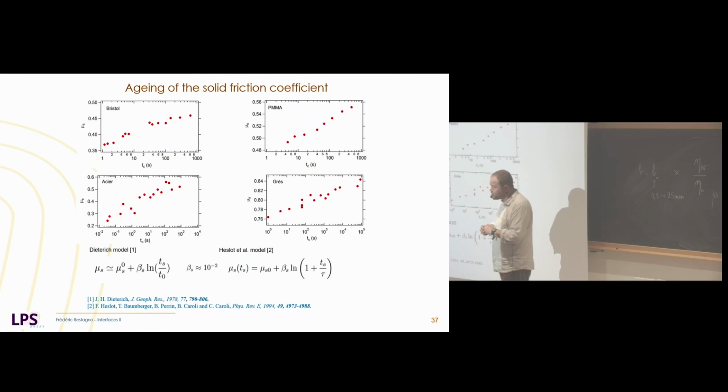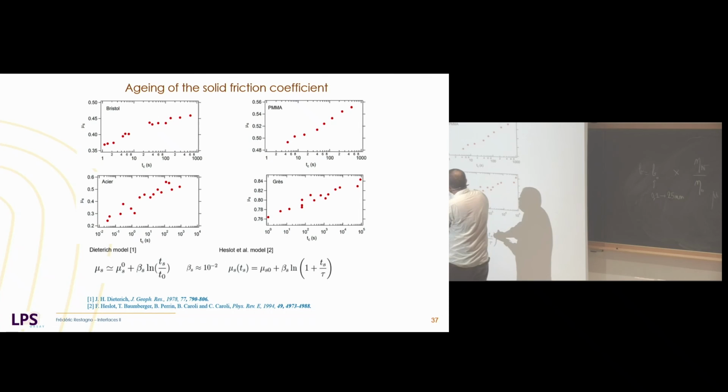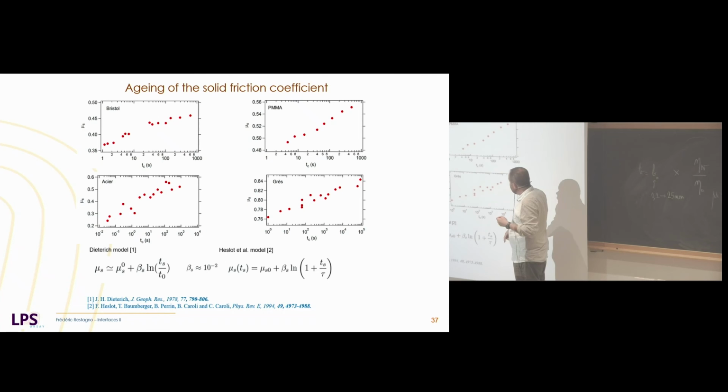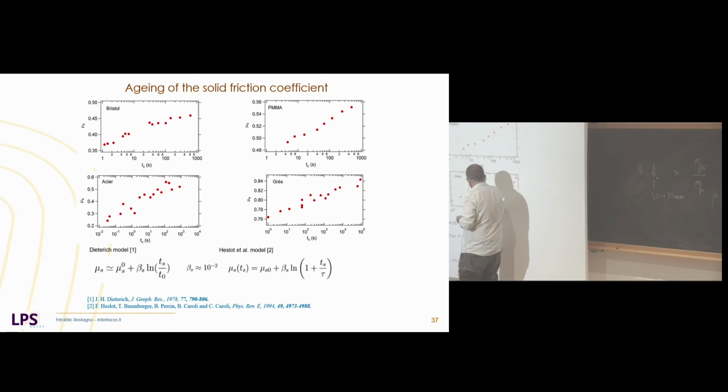First, the static friction coefficient with respect to the contact time of the surface. People have done this experiment. You take two surfaces, you put them into contact, you wait, and you measure the static friction coefficient for several contacts. This is Bristol, steel, PMMA, limestone. And what people measure is that the friction coefficient increases with respect to time.